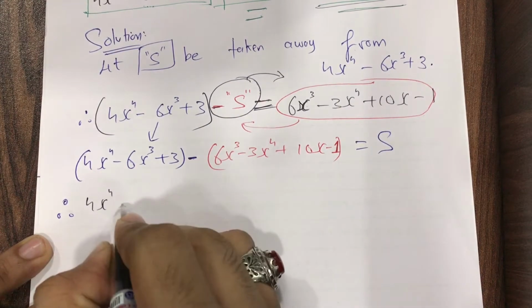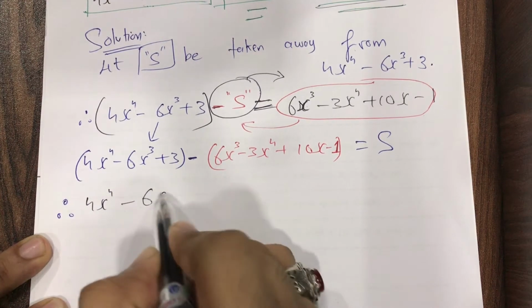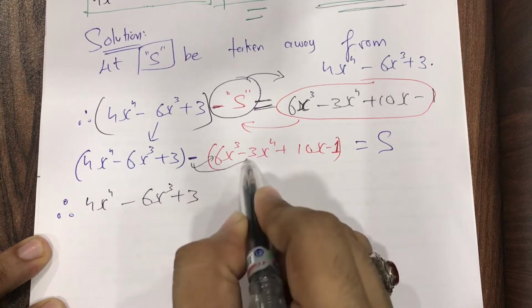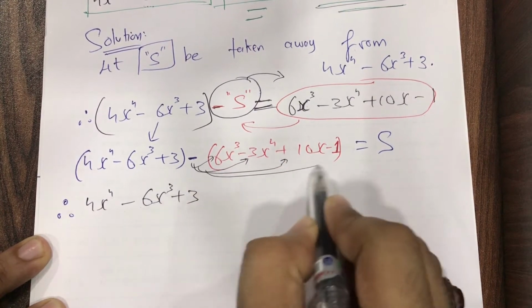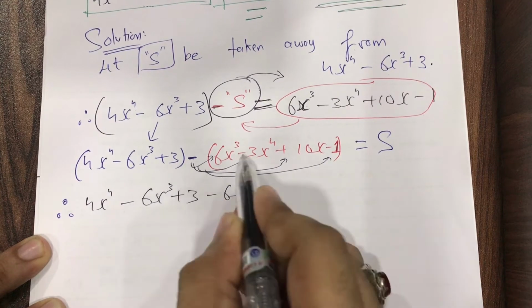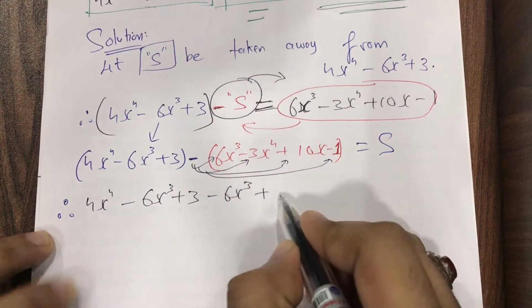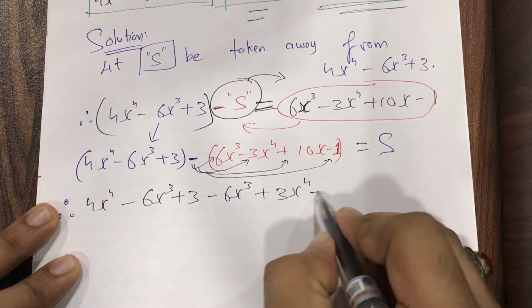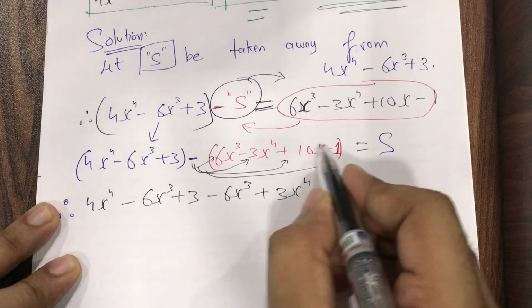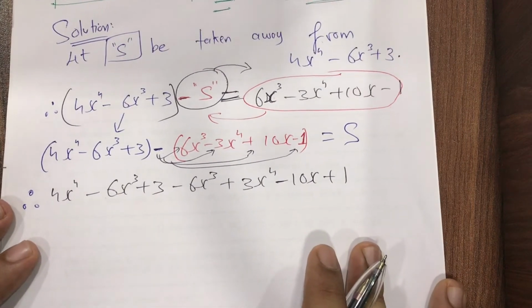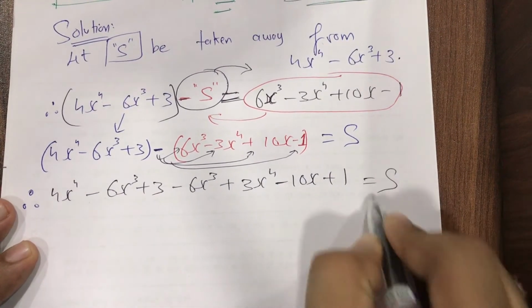4x raised to 4 minus 6x cube plus 3. Because of this minus sign, the sign of every term will change. Minus 6x cube, minus becomes plus 3x raised to 4, minus plus becomes minus 10x, minus into minus 1 becomes plus 1. Okay, is equal to capital S.